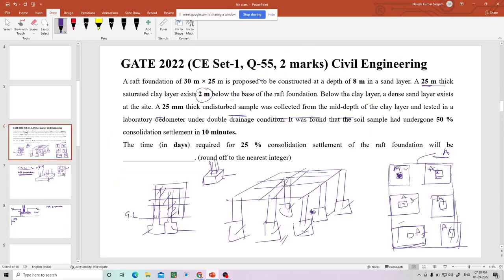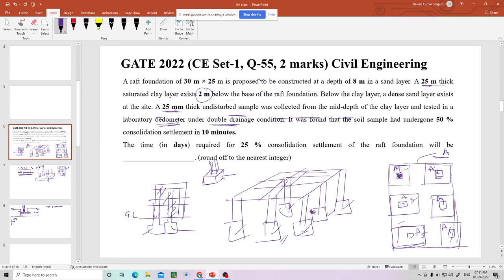Now let us read the question. What is said? A 25 millimeter thick undisturbed sample was collected from the mid depth of the clay layer and tested in a laboratory odometer test. Odometer test is nothing but a consolidation test. You will get all the consolidation parameters from this odometer test. I'll tell you what is double drainage condition, what is odometer, what are all the things. Anyway, what we have to concentrate on in this question is that a 25 mm thick small sample is taken from the mid depth of the clay layer, and it is tested in the laboratory under the double drainage condition. We'll talk about these things.